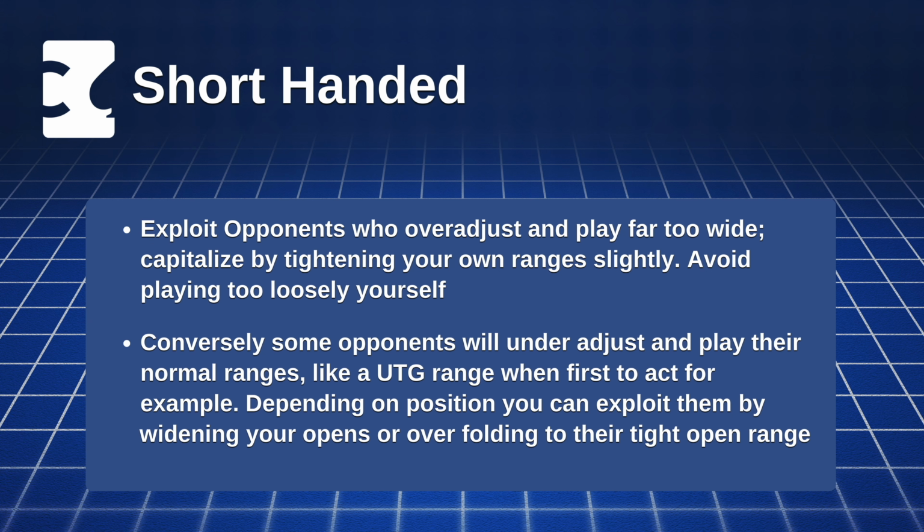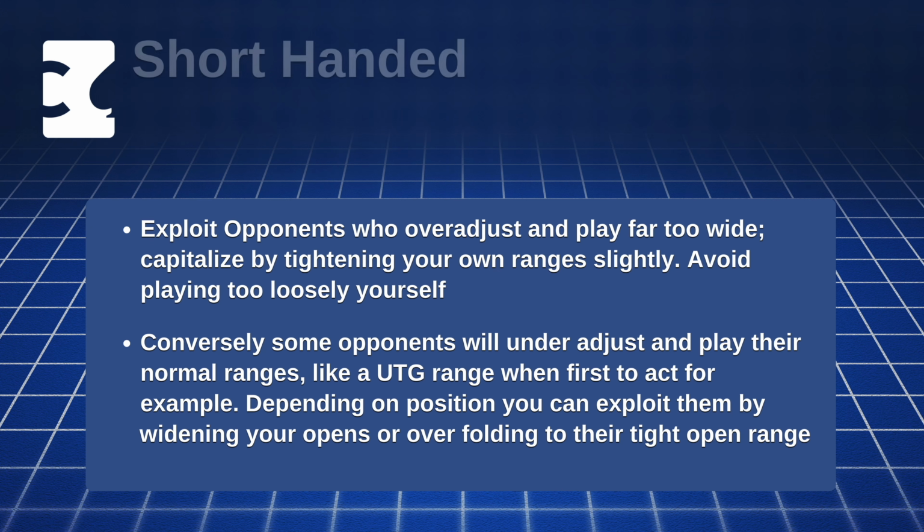Others will still play their regular under the gun range from the cutoff four-handed or whatever position is first to act. When this is the case, what you want to do is just open super wide and make them fold, or get out of the way if they open first to act and you're next to act. If you don't have a monster, just fold because they have a pretty tight range.